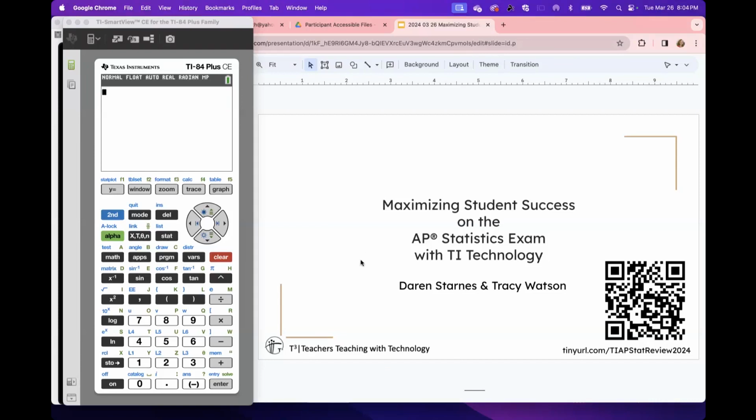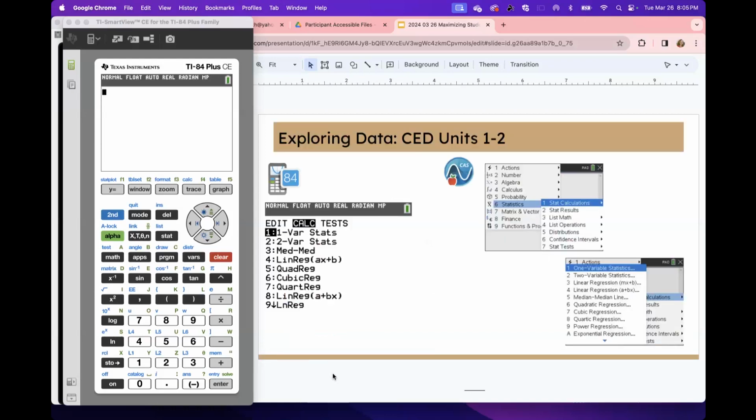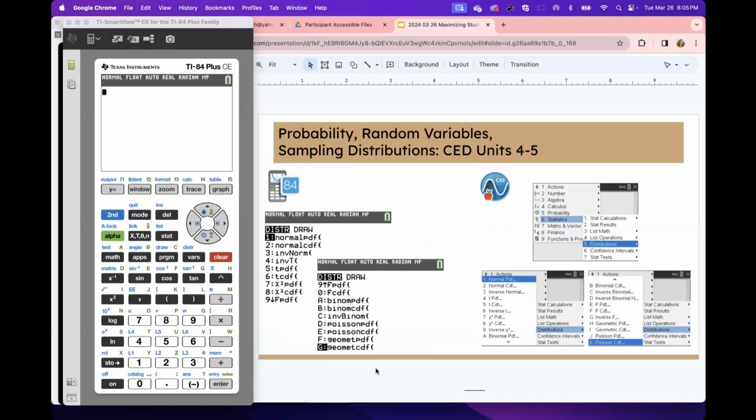And Tracy gave you a little preview. We decided to go based on the CED areas that we thought would be most useful for students to have technology skills. So we're going to start with a closer look at CED units 1 and 2. Now, we won't do as many questions on exploring data. There will be a transitional one that Tracy will talk about that moves us into the next part, which is probability, random variables, and sampling distributions.